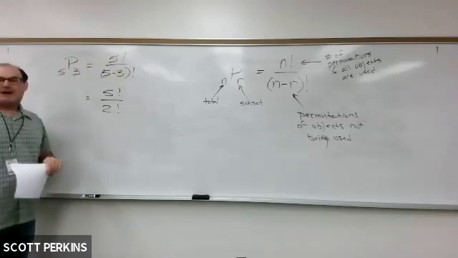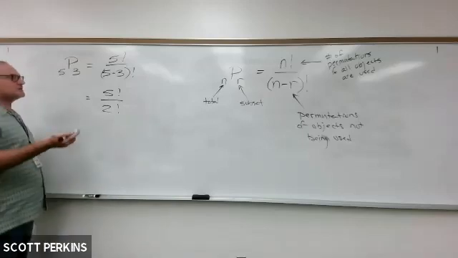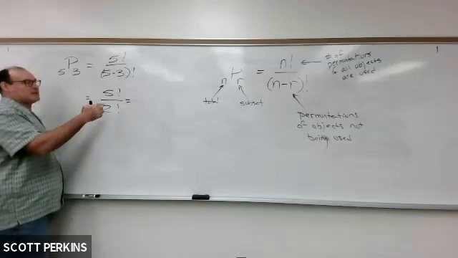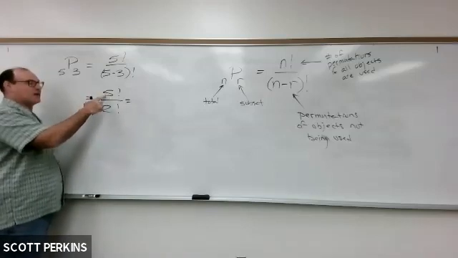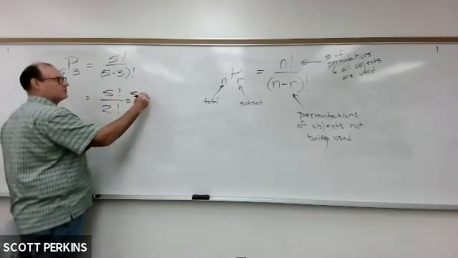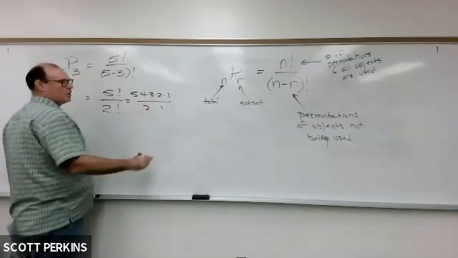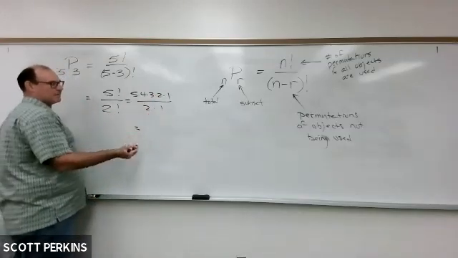Now, if you don't have a calculator that does factorials, or doesn't do all this, then what you're going to do is you're gonna roll it out. So 5 factorial is 5 times 4 times 3 times 2 times 1. The bottom, 2 factorial, is 2 times 1, and then you just do a little canceling.